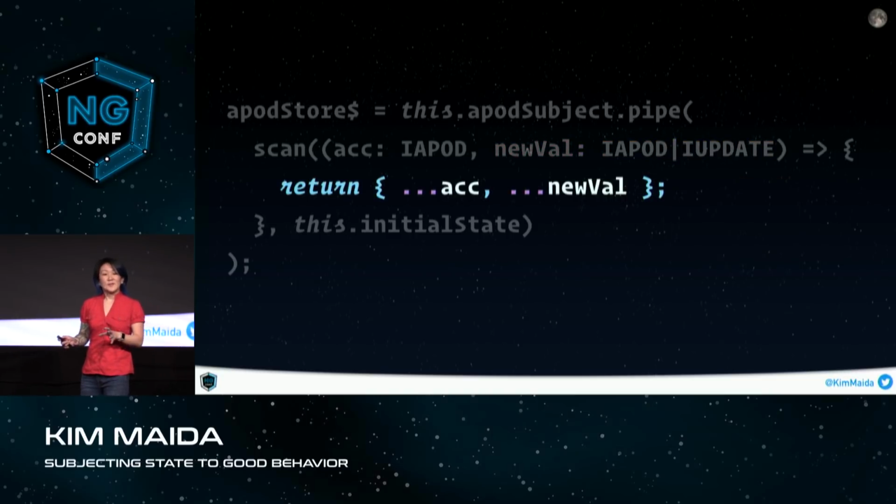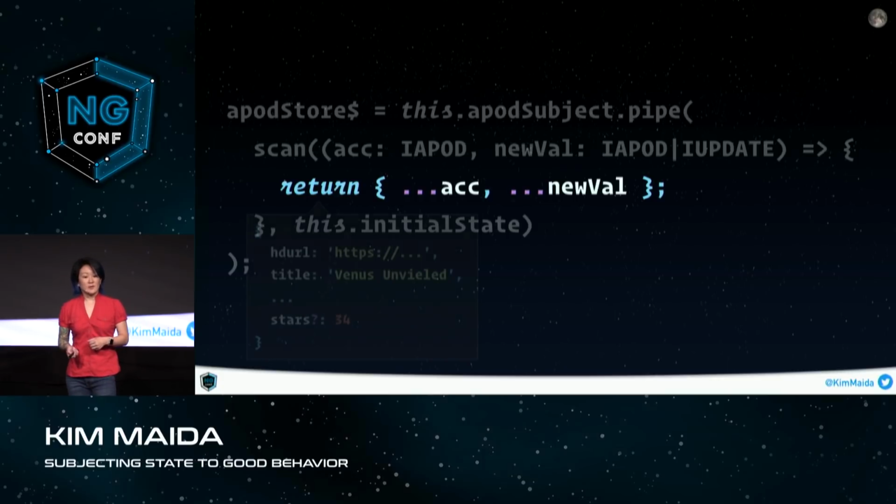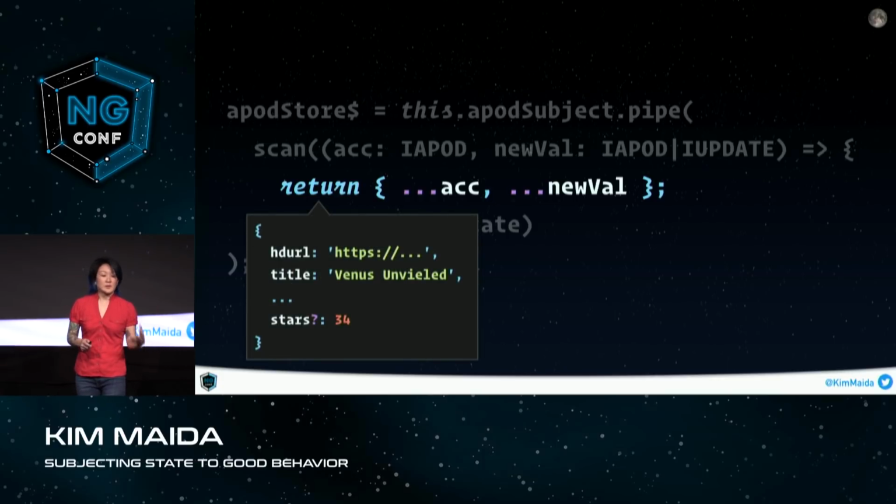Now, with access to both the accumulated value and the new value that I'm sending in, I can return a new object as my next value in my store, and this is the previous state with updates from the new value that got sent in. So it's going to look something like this. We're going to have the API data, and then we may or may not have stars.